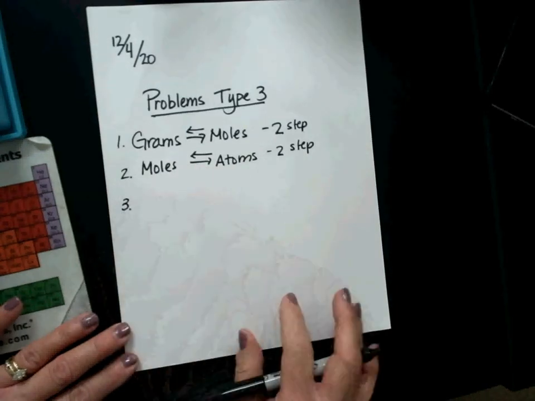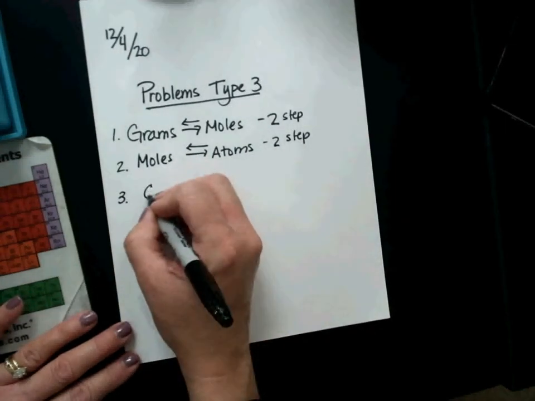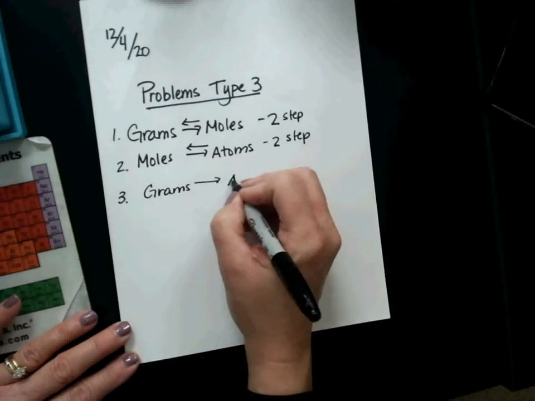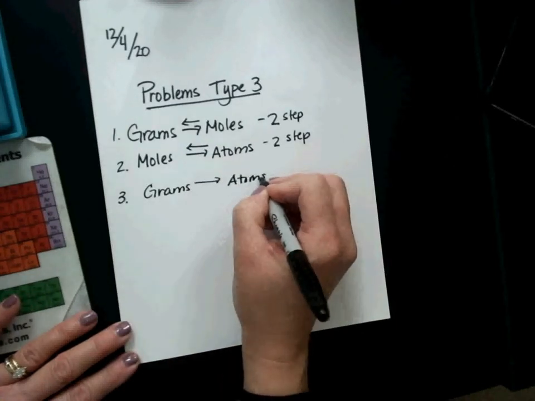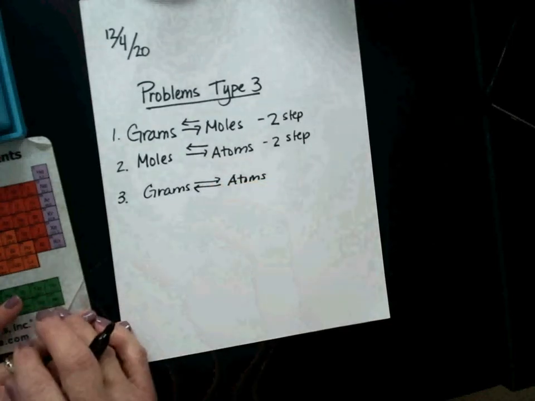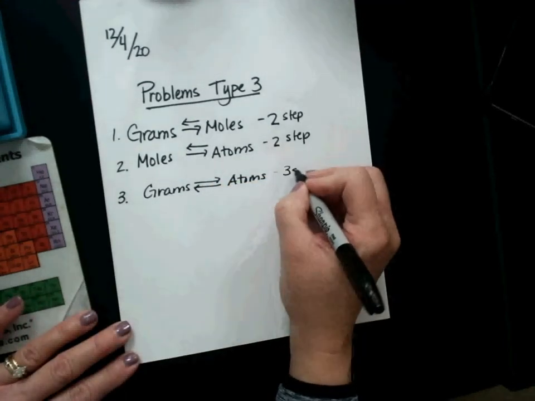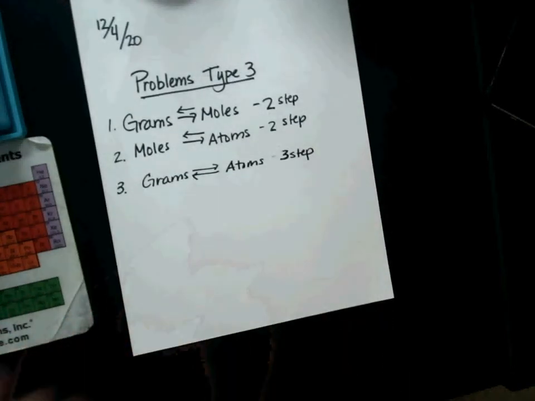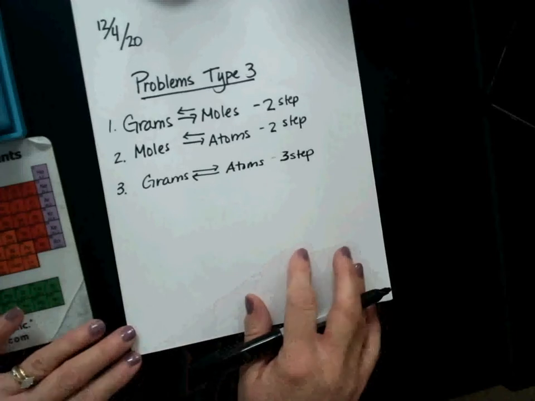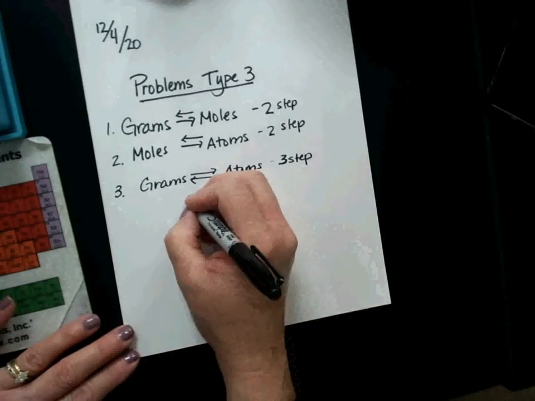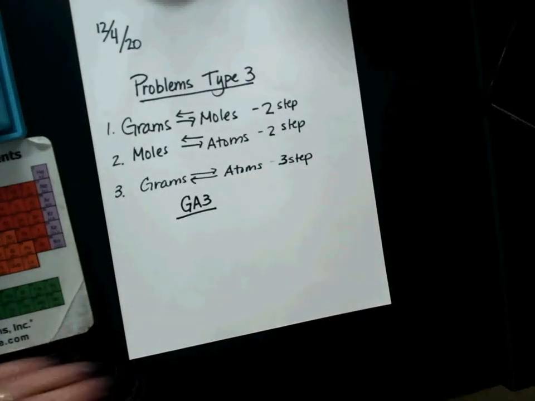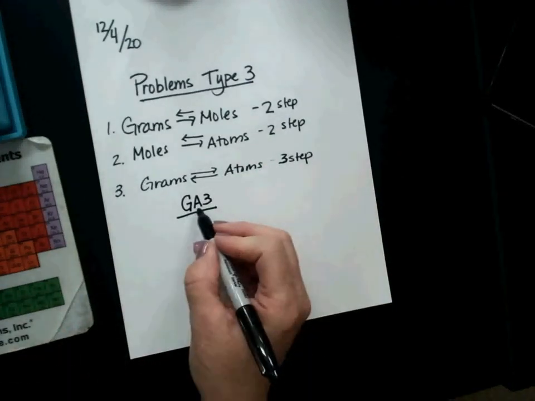and those are grams to atoms or atoms to grams. And those are your 3-step problems. I'm thinking the day we took notes with you guys, maybe we didn't get to this third one when we were writing things down. So if you can remember this, GA3, if you can get that in your head, this is grams to atoms, atoms to grams, 3 steps.